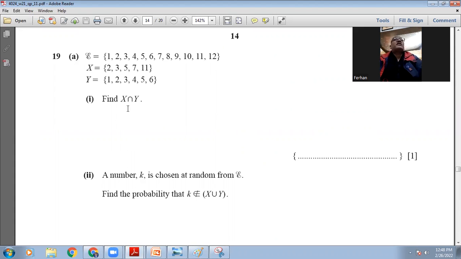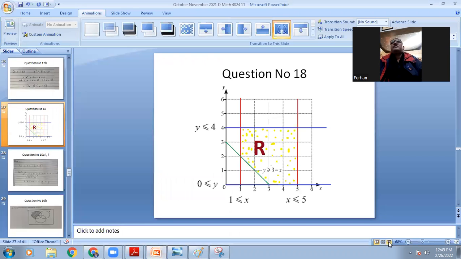This symbol is for the intersection, and that means in the intersection we write those members in X and Y which are common to both, which are present in both X and Y. So I will write curly brackets, and in the curly brackets I will write 2, 3, 5, the curly bracket closed. Let me show you.